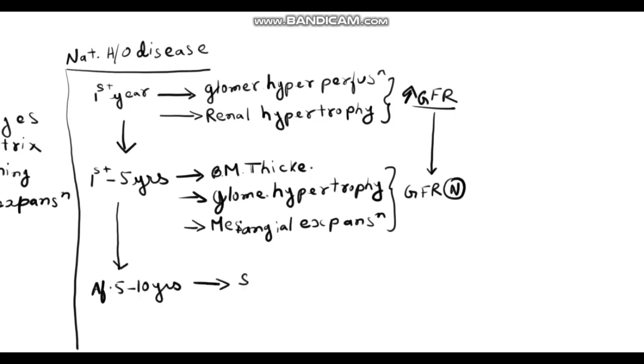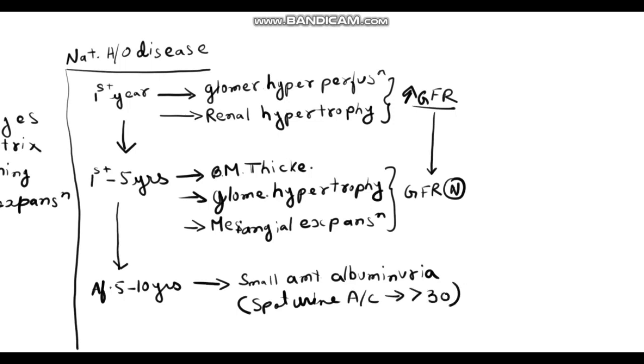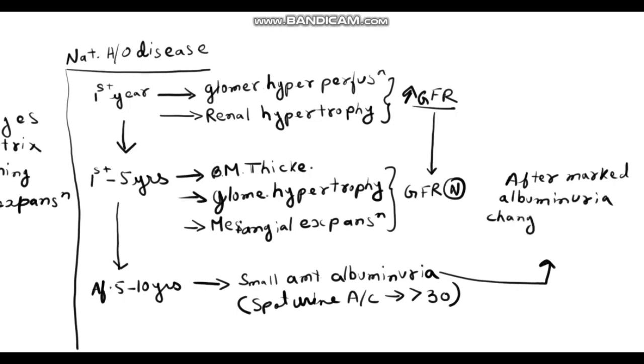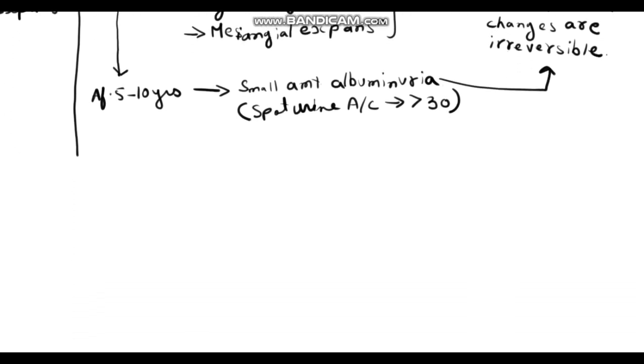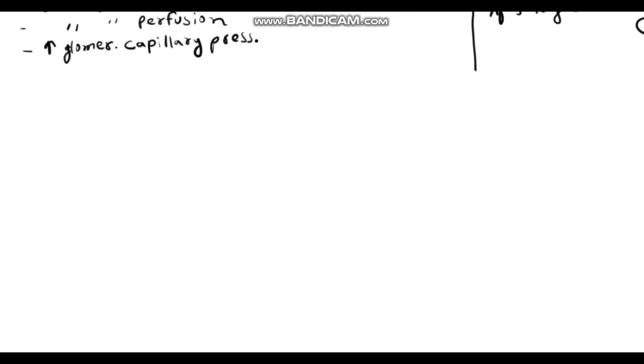there will be a small amount of albuminuria seen in the patients. This is right now, as per ADA, calculated by the spot urine albumin creatinine ratio, which should be greater than 30. Previously it was microalbuminuria and macroalbuminuria, but this concept has been removed. After the marked albuminuria, there will be a decrease in GFR, and then the changes will be irreversible in the kidney. So as per the ADA, in the spot urine, albumin to creatinine ratio should be greater than 30.